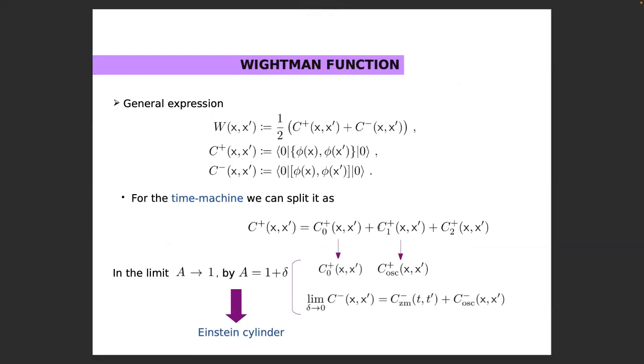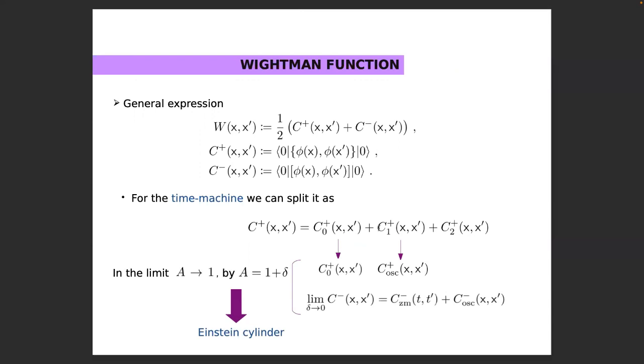So this is the general expression, and we can separate it in terms of the anti-commutator and commutator defined by C plus and C minus. I didn't want to bore you with the whole expression of it, but just to say briefly that in the time machine, we can split the C minus as only one term, but the C plus is C0 plus, C1 and C2 plus. And I wanted to make this split here because we are interested in the limit when A goes to one, that we have defined by one plus delta, with this delta going to zero for the rest of the talk.